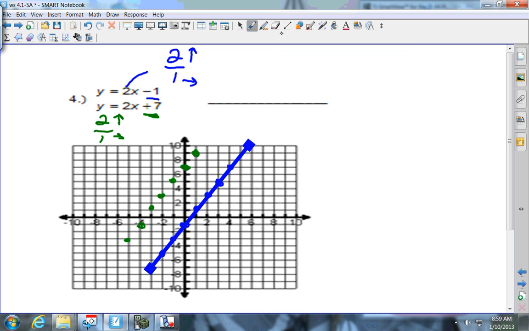Uh-oh. These 2 lines don't seem to intersect. What do they look like? They look like parallel lines. And they are, in fact, parallel lines because when 2 lines have the same slope, that means that they are parallel. If they're parallel, they're never going to intersect, so the answer is none. There is no solution.